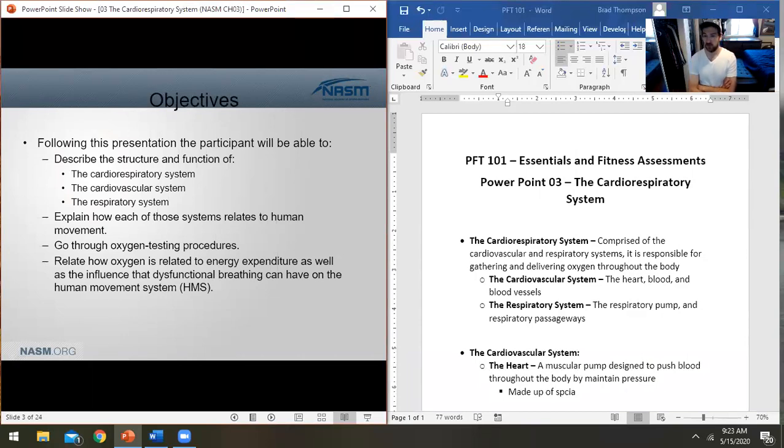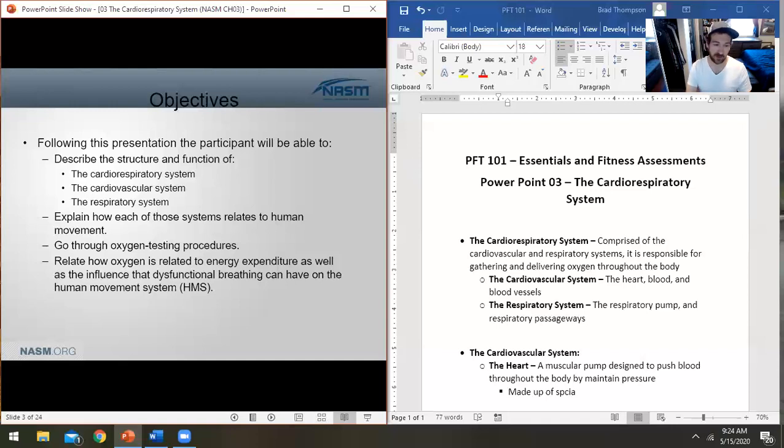which is going to be made up of primarily your cardiovascular and respiratory systems, respectively. So we'll be able to describe the structure and functions of those, and how they relate to human movement. Obviously, we wouldn't be able to move if we weren't able to produce our own energy. But at the same time, how we move also affects how well we can bring in oxygen. If you have elevated shoulders and a forward head posture, that poor posture can limit how much oxygen you can drive into your lungs.